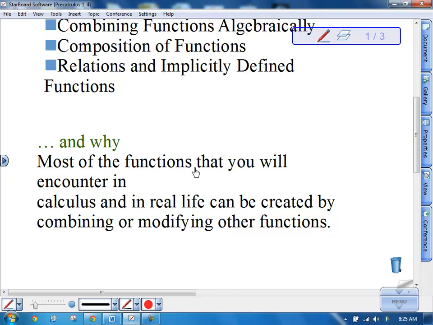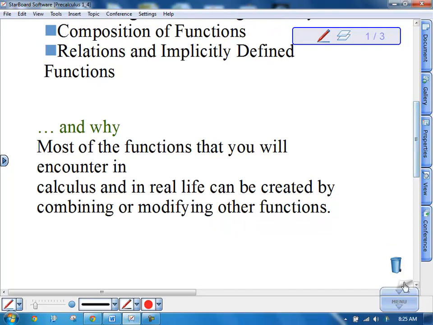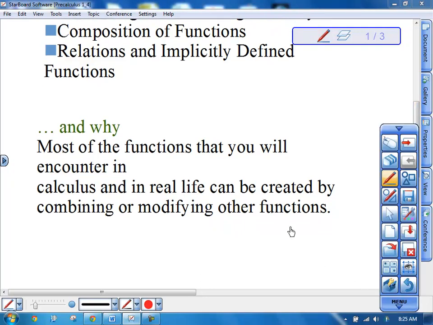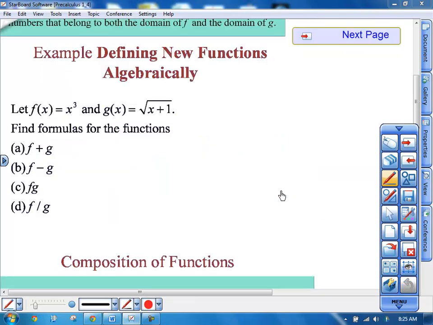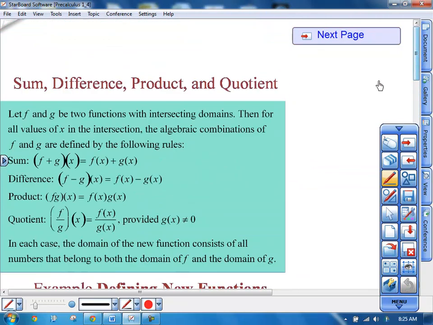And the reason why is most of the functions that we're going to have in this class are really just combinations of other functions. And it's really good to see that connection because you'll see, you understand some of the basic functions and their properties, so when you see the more complicated ones, you can see that they're just combinations of the easier ones that you're already comfortable with.